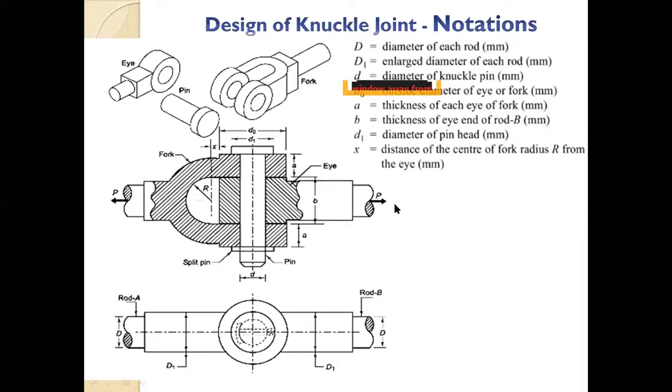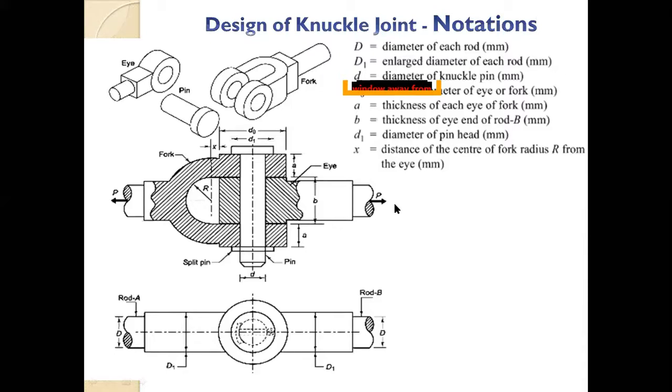As part of the design, we have to find out these dimensions. There are a few diameters: two capital Ds, one small d, and D1. Capital D is the diameter of the rod. Capital D1 is the enlarged diameter of the rod. As I told you, it is 10% more, or 1.1 times D. So whatever diameter of the rod we get, we multiply by 1.1 to get the enlarged diameter, where the rod is joined to the knuckle joint. So we have to find these two diameters.